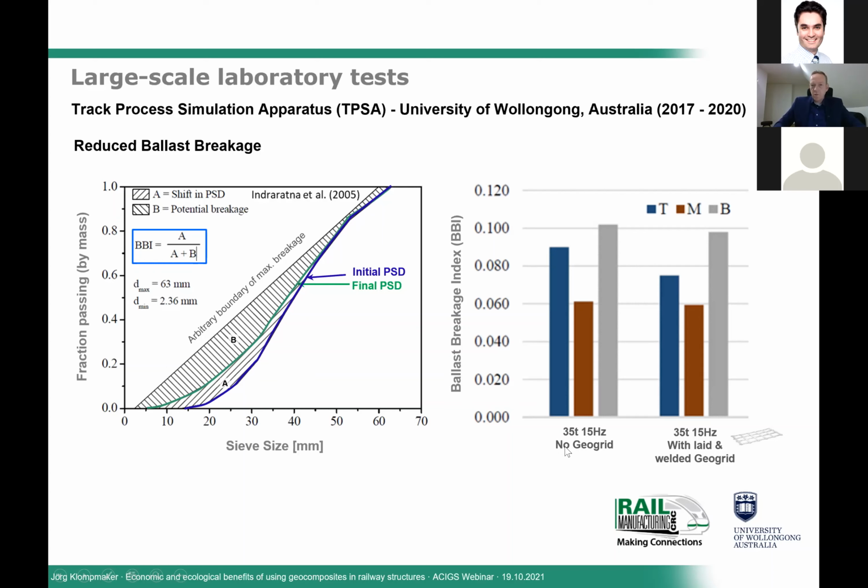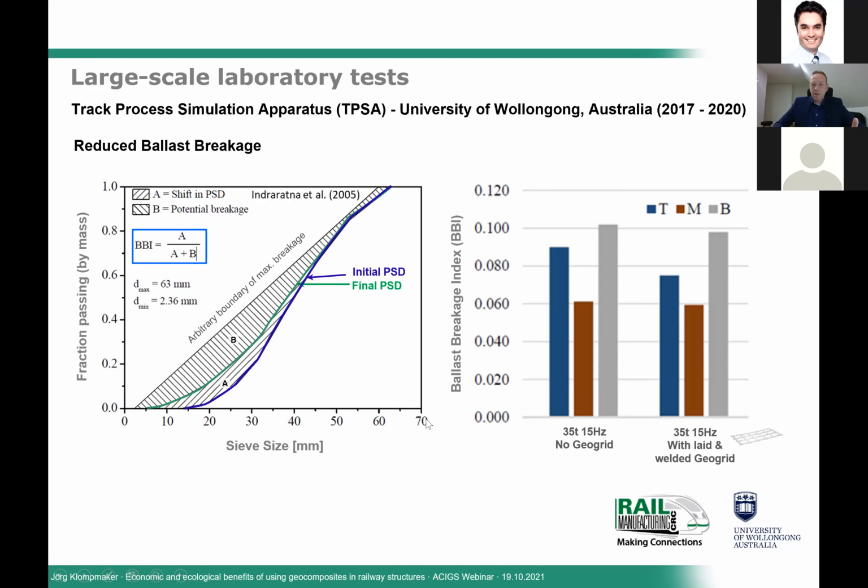On the right side, we can see the ballast breakage reduction potential by using a laid and welded geogrid and by applying a load of 35 tons at 15 Hertz using no geogrid. These are the results for the top layer of the ballast, the ballast breakage index for the medium area of the ballast and for the bottom area. So this was subdivided into 3 areas. The same for the section using a laid and welded geogrid.